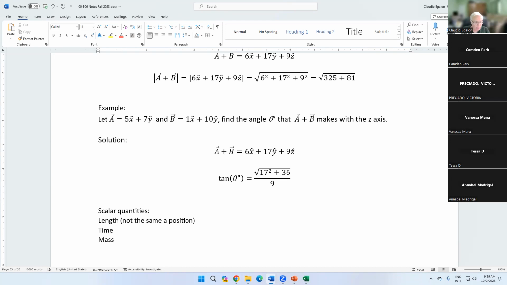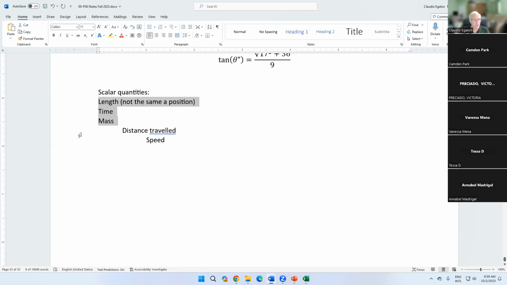And then we have the other scalars, which are what? Distance traveled and speed. Those are the basic quantities, and those basic quantities can be used to find the other definitions that we have here.